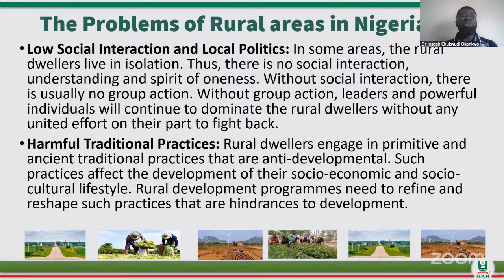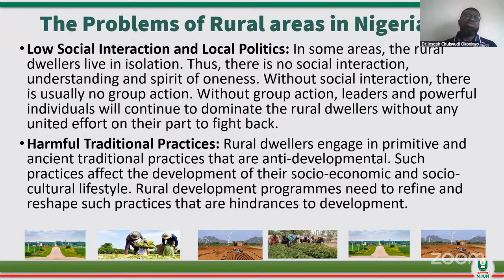Another problem is low social interaction and local politics. Local politics can be an issue, right? Now, in some areas, rural dwellers live in isolation. And this, in turn, results in no social interaction. Therefore, understanding that low social interaction is not really good, understanding the implication and trying to create a situation where people live together in harmony and create social interaction is kind of a solution.